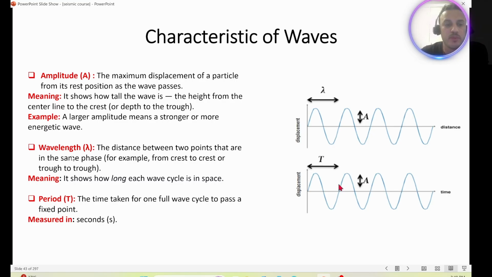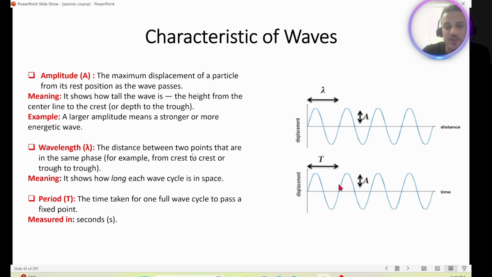We have another property called wavelength. The wavelength, in short, is how long the distance is per one cycle. From the rest point to the crest, then back to the rest point, into the trough, and then back to the center, this is one cycle. So how long a distance it takes to complete one cycle is called lambda, and lambda is the wavelength.